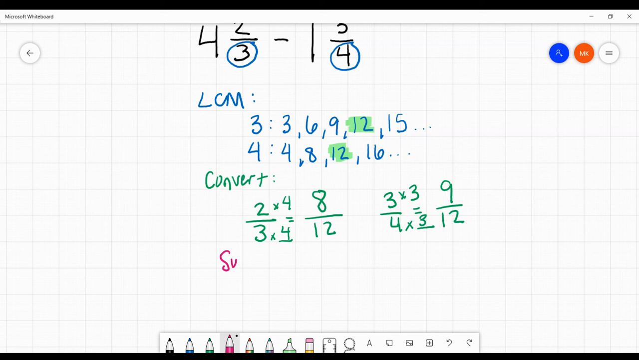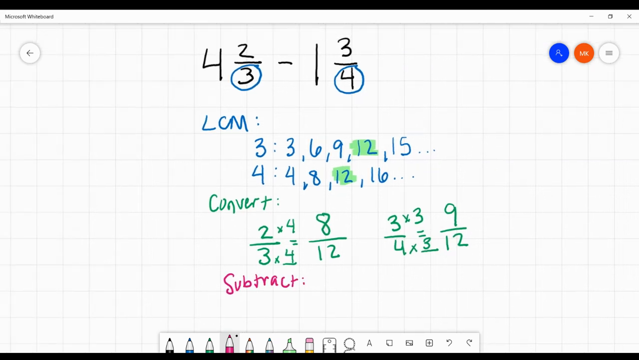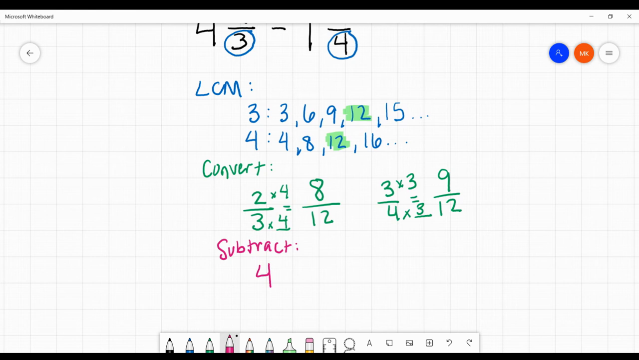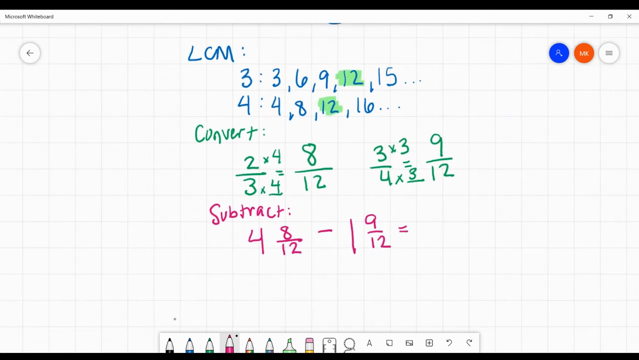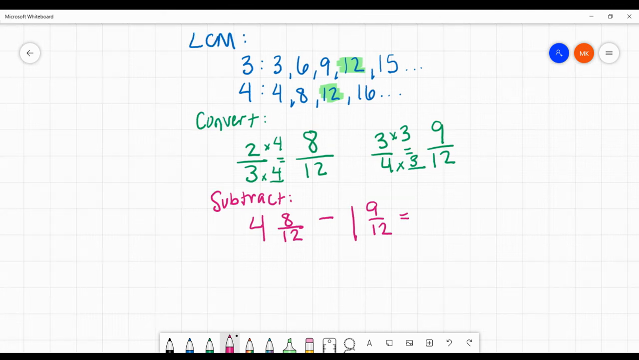My next step is to subtract, and don't forget to bring down those whole numbers from our problem. So 4 and 8/12 minus 1 and 9/12. Now I always start with my fractions, and here is why. If I only have 8, I can't take away 9, which means I need to regroup.